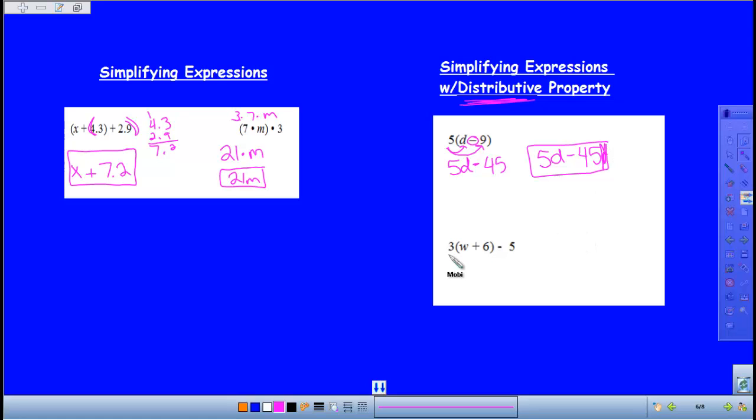Down here, again, we're going to distribute the 3 through, so I have 3w, and I'm adding, so I'm going to add 3 times 6, which is 18. I will not distribute the 3 to the 5 because it is not in parentheses, so then I'm just left with minus 5. Now this is not completed yet because it's not simplified. I can combine 18 minus 5, so then I will have 3w plus 18 minus 5 is 13. So 3w plus 13 would be my simplified expression.